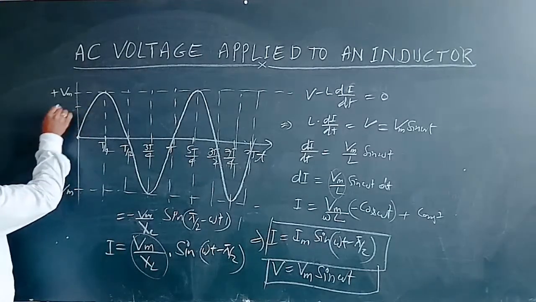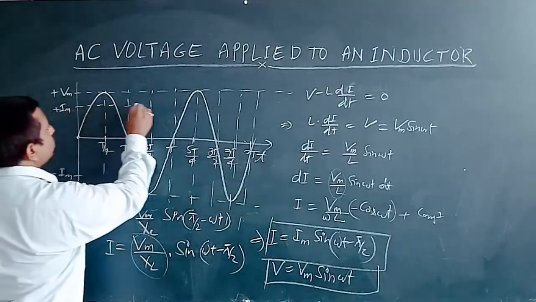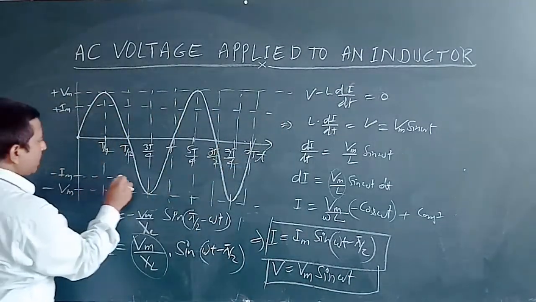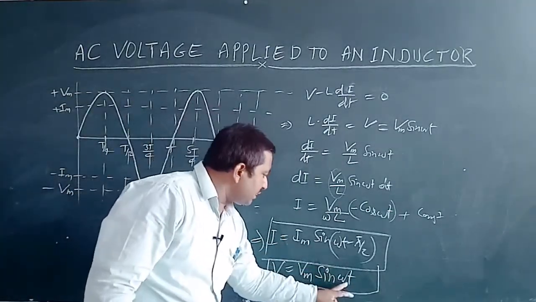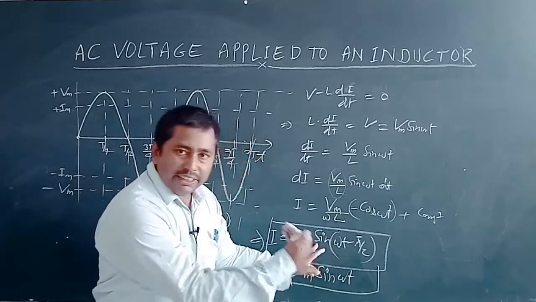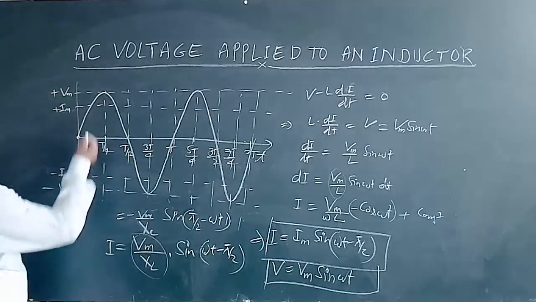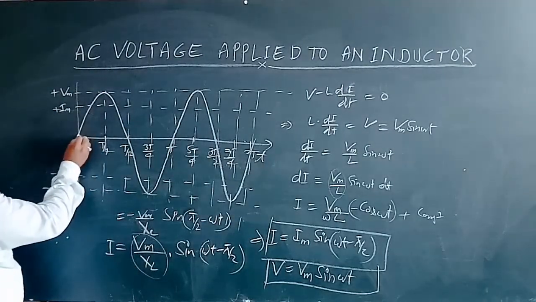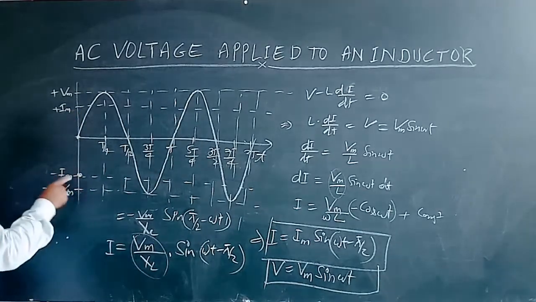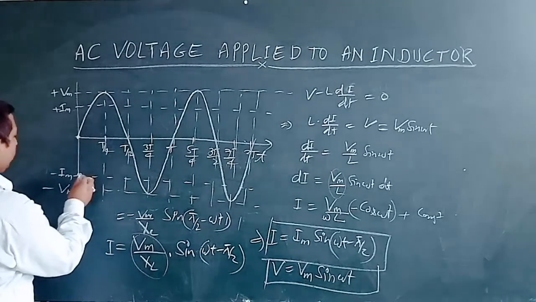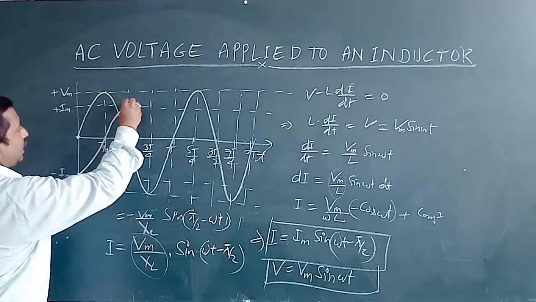So if we assume that this is the maximum value of the current and this one is the negative of the maximum value of current, how can we plot this graph? As we are seeing, when the voltage is at 0, then the current is 90 degrees phase behind that voltage. So it means when the voltage is 0, then the current is at minus of this value. So we can plot this graph like this.